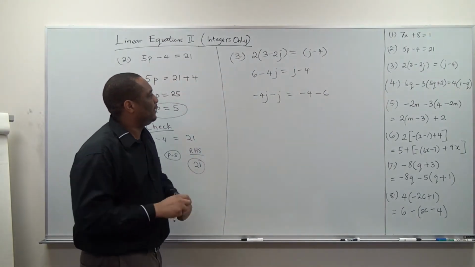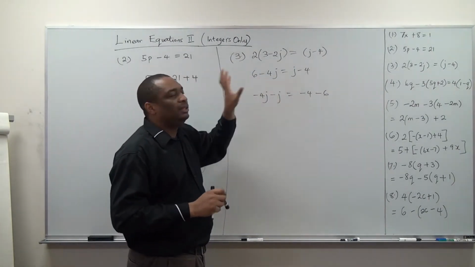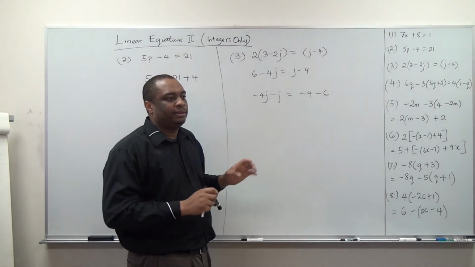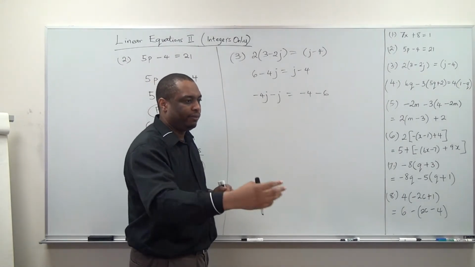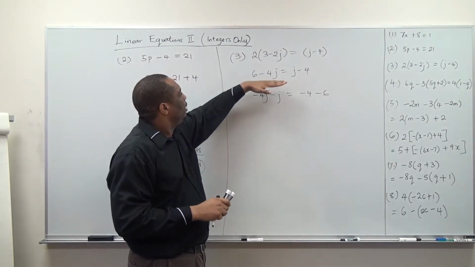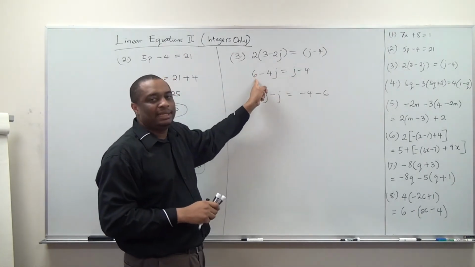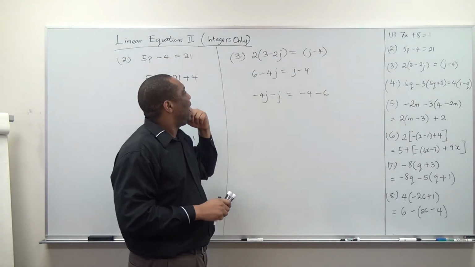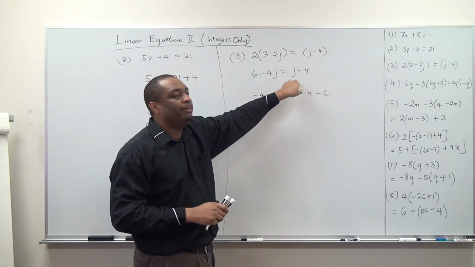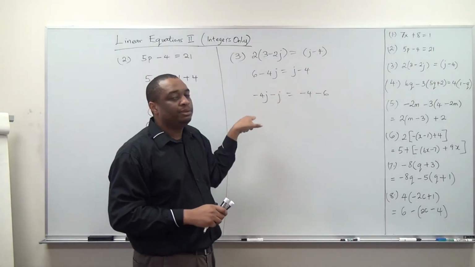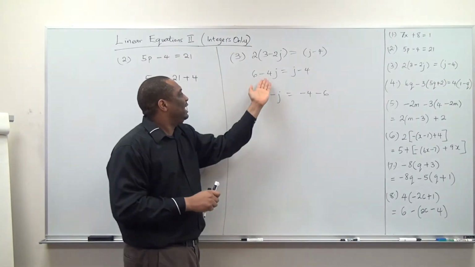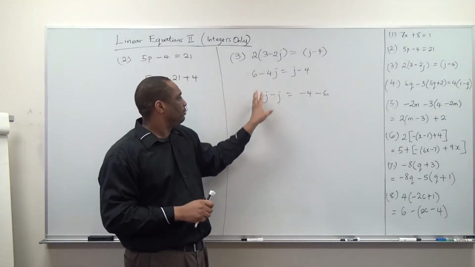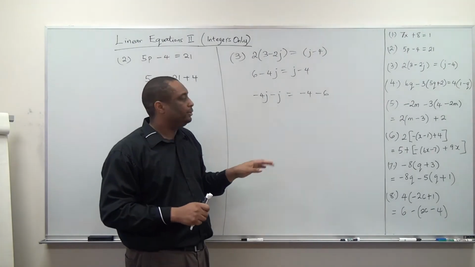Let me explain this again. The variables should be on the left, the constants should be on the right. So we look at the left, we have a constant here, 6, on the left. So it needs to move to the right. And then we look at the right, we have a variable on the right, j. It needs to come to the left. So negative 4j is already on the left. You keep it. It's good.